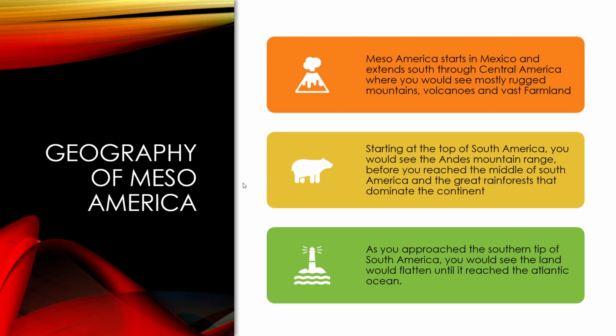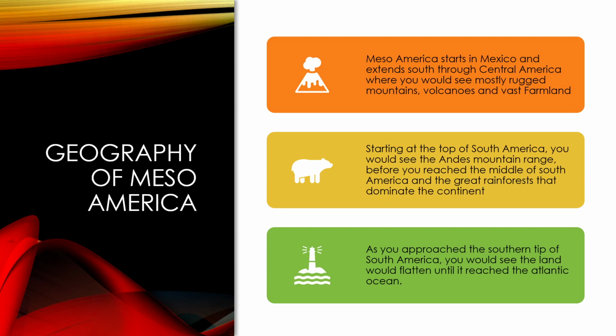Alright, so starting with the geography of Mesoamerica. Mesoamerica starts in around Mexico, and it extends south through Central America, which is that little thin strip of land that connects North America to South America. As you're traveling through Central America, you would see mostly rugged mountain ranges, volcanoes, and vast amounts of farmland, especially as you get further south.